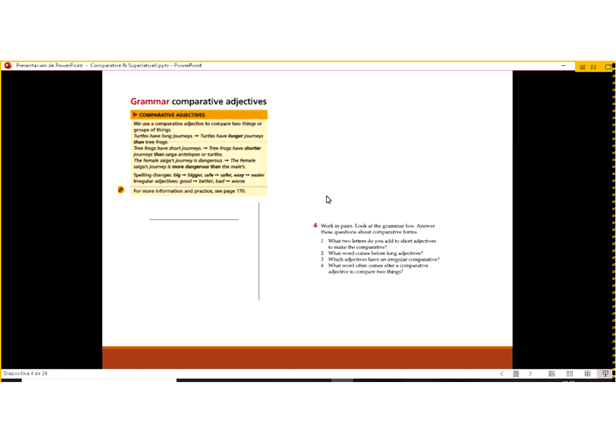So let's check the spelling very quickly. Do you remember we have, for example, big, bigger, safe, safer, easy, easier. And then there are some irregular adjectives, good, better, bad, worse. Yes? So, according to this, what two letters do you add to short adjectives to make the comparative? Do you remember?